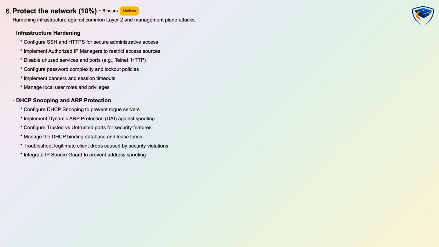The sixth domain is Protect the Network, weighted at 10%, marked medium. With an estimated 6 hours of study and hands-on plus conceptual assessment, you will harden infrastructure by configuring SSH and HTTPS for secure administrative access, implementing authorized IP managers and disabling unused services, and enforcing password complexity and lockout policies.